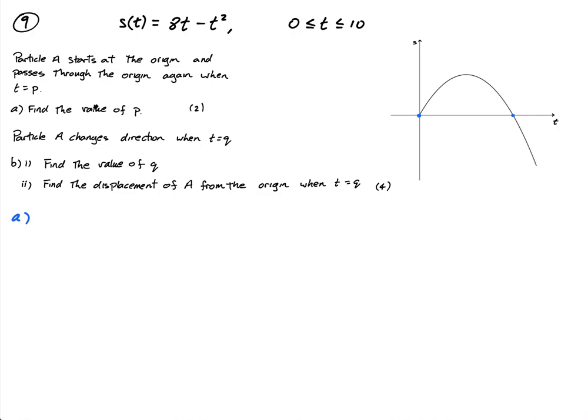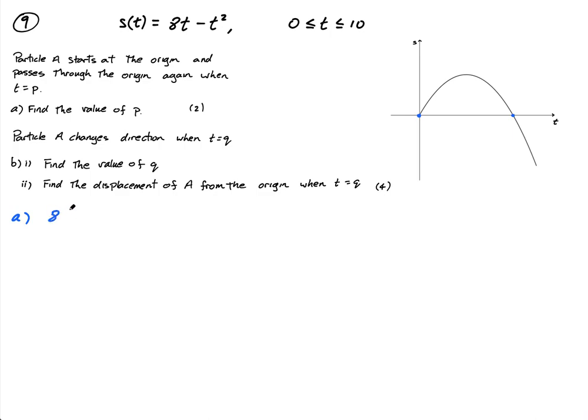So find the value of p. I'm basically trying to find that time here, because the first time he passes through the origin is at the start. I'm trying to find this. And look, this is a quadratic, so I'm essentially trying to find the roots of the quadratic, and in particular the second root, this root here. So how am I going to do that?